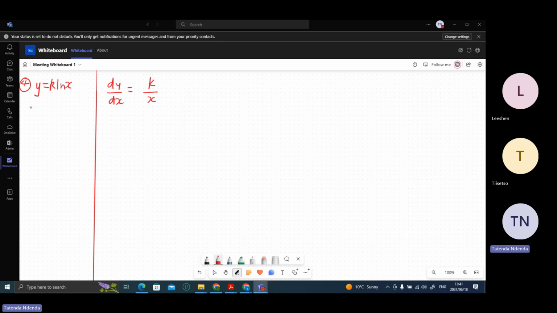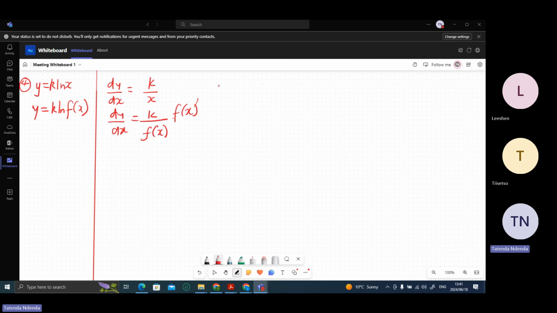Okay. This one, guys, I like to write it like this. y is equivalent to k ln of a function of x. dy over dx will be equal to k over the function of x, multiplied by the derivative of the function of x, like this.